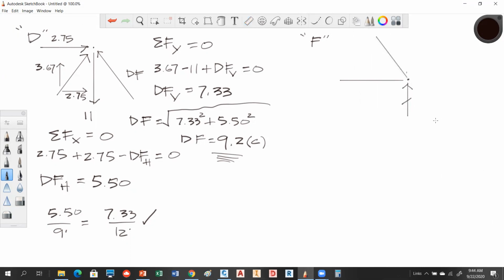So at this point, we know everything. We just have to complete that. So we just solved this guy as a compression member. So this is going to be compression like that. And with compression, and since it's a diagonal, I'm going to have two components on that guy. So remember, the components are the things I want to model, not anything else. So use those components. Okay, so this guy's going this way, and this guy's going this way. And so the horizontal component was 5.5.